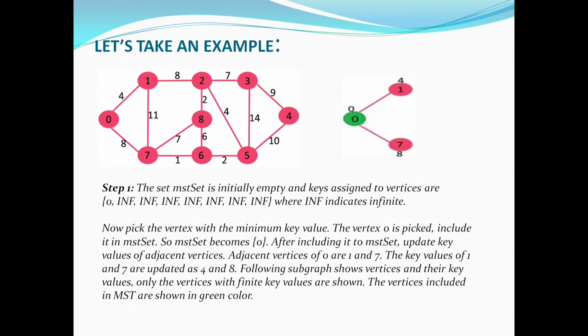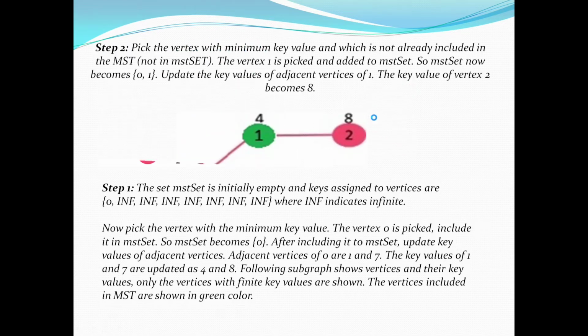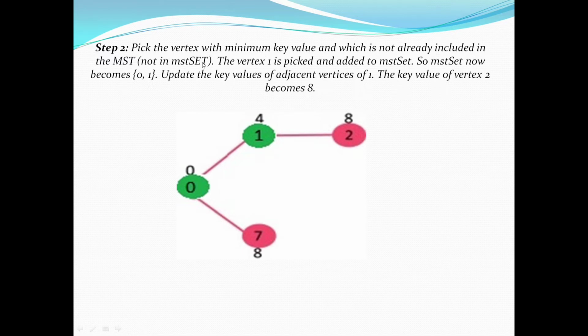The following subgraph shows the vertices and their key values. Only the vertices with finite key values are shown. The vertices included in the MST are shown in green color. Next, step 2. Pick the vertex with the minimum key value which is not already included in the MST, the minimum spanning tree set. The vertex 1 is picked and added to the MST set. So the MST set now becomes 0 and 1.